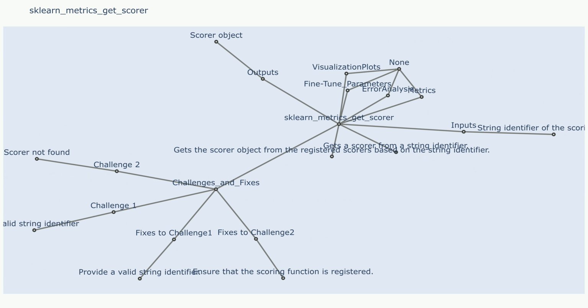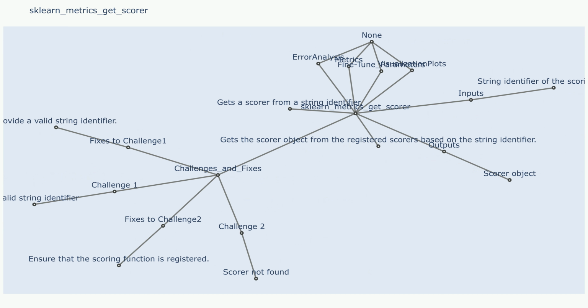Steps. Parsing the input: get_scorer first parses the provided scoring input. If it's a string, it identifies the corresponding scoring function from the available metrics in scikit-learn. If it's a callable, it directly uses the provided function as the scorer. Creating the scorer object, it then constructs a scorer object. This object is essentially a callable that wraps the selected scoring function, making it compatible with scikit-learn's model evaluation framework.